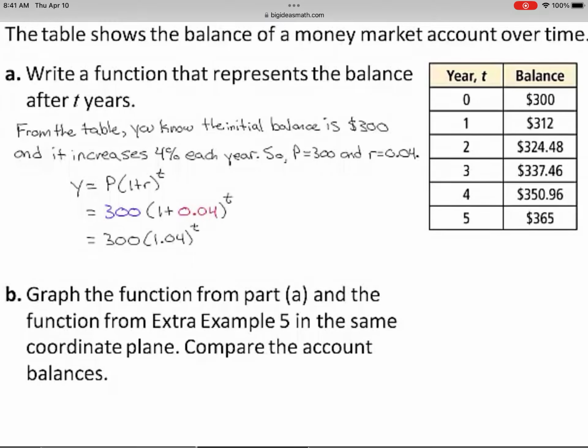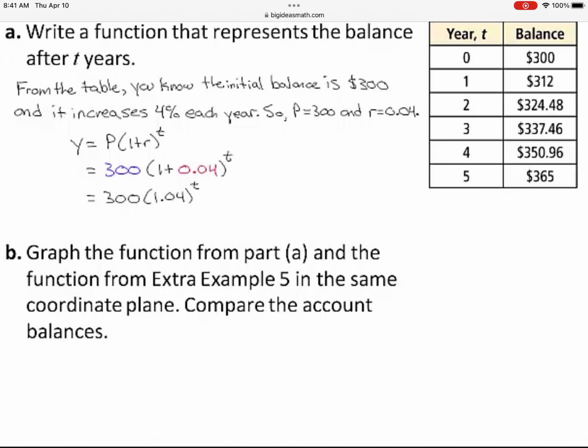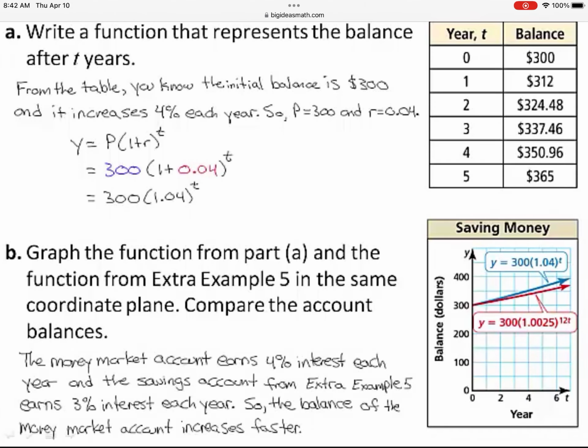Part B. Graph the function from Part A and the function from Extra Example 5 in the same coordinate plane. Compare the account balances. The savings account in Extra Example 5 can be modeled by the function y = 300(1 + 25/10,000)^(12t). Graph each function. The money market account earns 4% interest each year, and the savings account from Extra Example 5 earns 3% interest each year. So the balance of the money market account increases faster.